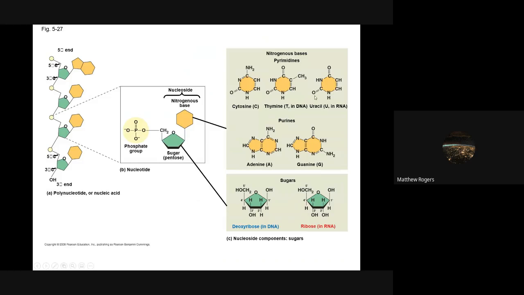These are the famous nitrogenous bases that we're going to use. Sorry about my laundry going off there. We have cytosine, thymine, uracil, adenine, and guanine. You know these probably more as C, T, A, G, and then U is in RNA. T is only in DNA.